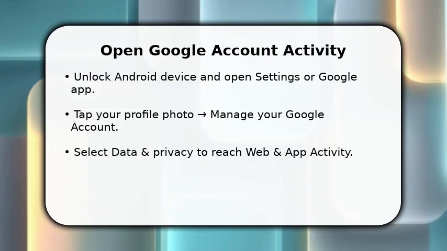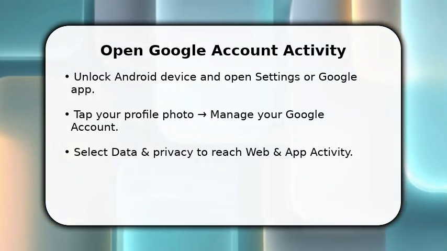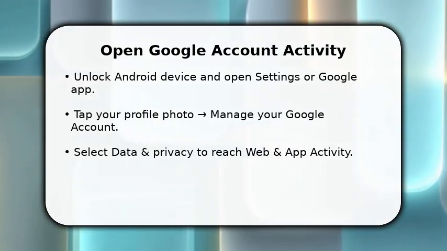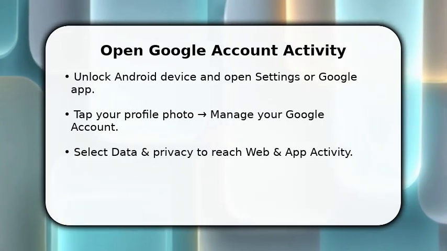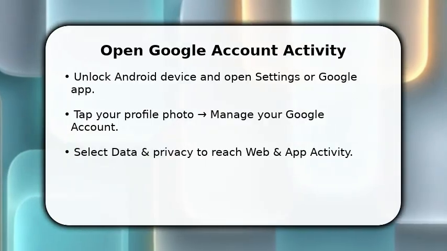You start by accessing your Google account settings on the device. Open the Google app or device settings, tap your profile photo, then manage your Google account. Once in, go to Data and Privacy and locate Web and App Activity. This is where Google stores search logs.